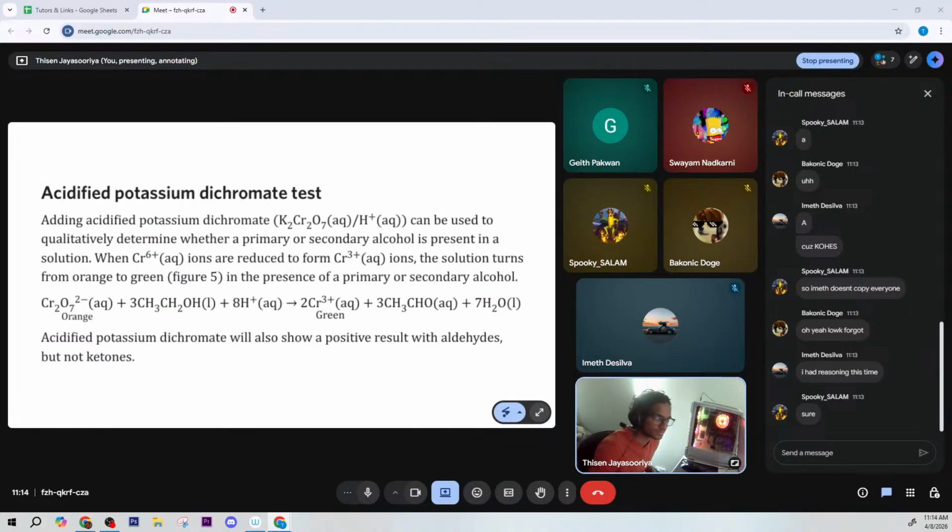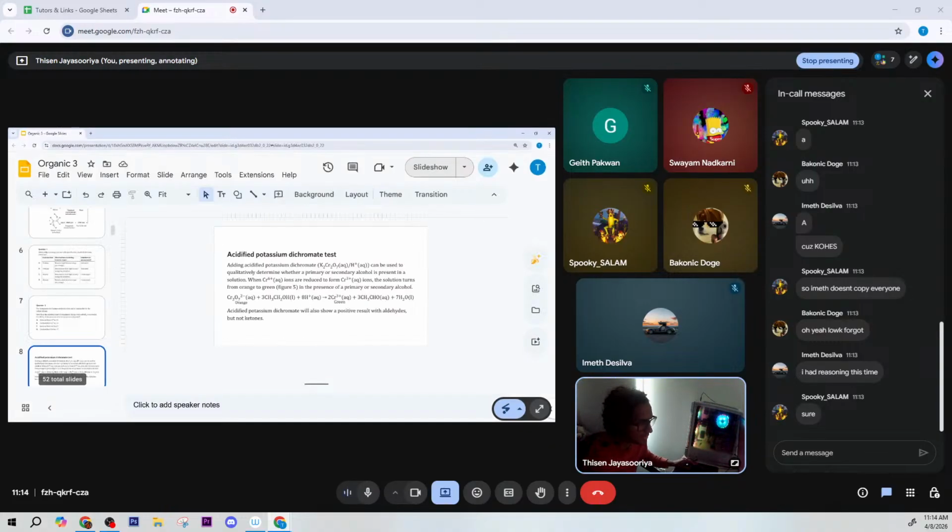So, now we moved on to the acidified potassium dichromate test, right? So here, what it's saying is, why is this pen on float mode for some reason? That's weird. Let me see if I can fix that really quickly. It shouldn't be on float mode. I should be able to press it down. But I'll keep explaining this one, right?